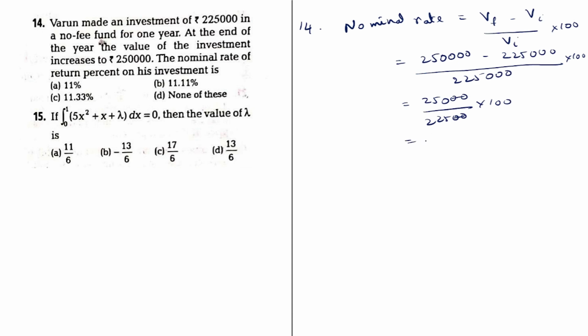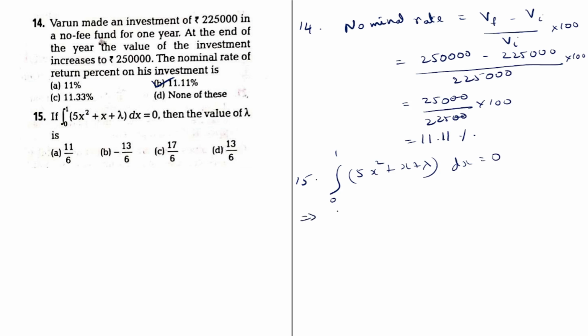So this, when we simplify, we get it as 11.11%. So the correct option is option B, which is 11.11%. Next question, if integral 0 to 1 of 5x square plus x plus lambda dx is equal to 0, then the value of lambda is.